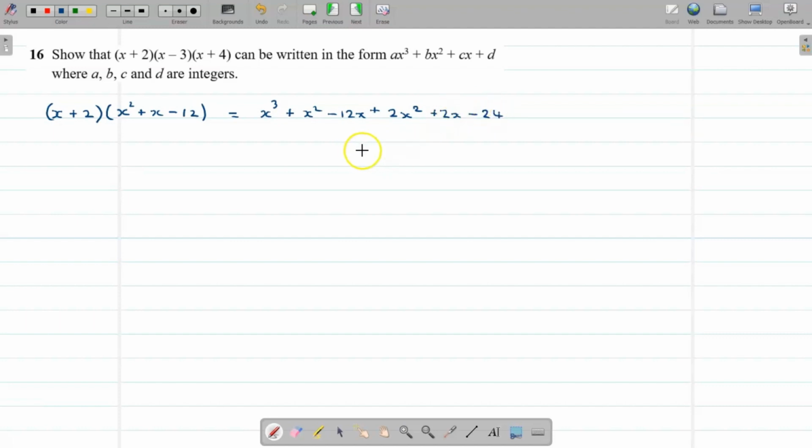6 terms altogether. 2 pairs of them will pair up to make a single term. So that comes to x cubed, and I've got 3x squared. I've got minus 12x and plus 2x, which is minus 10x, and I've got my minus 24 at the end. And that is the full expansion, and A, B, C, and D are the numbers in front of the 4 powers of x. But you don't need to write them explicitly. You've answered the question by giving it in that form.